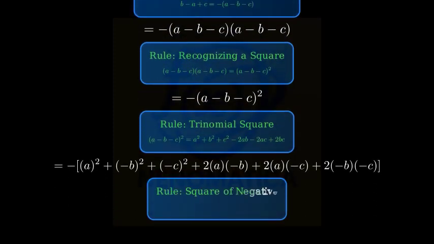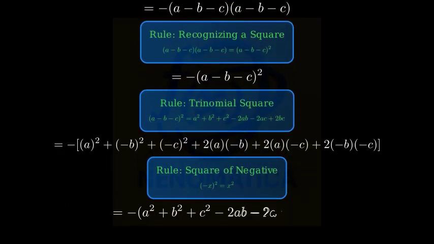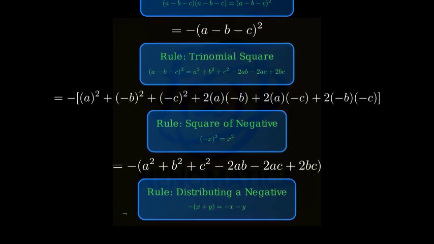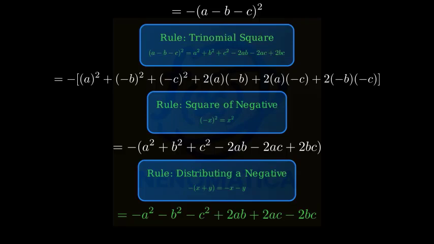Now, let's simplify this expression. We have the negative of a squared plus b squared plus c squared minus 2ab minus 2ac plus 2bc. Finally, we distribute the negative sign to each term. So we get negative a squared minus b squared minus c squared plus 2ab plus 2ac minus 2bc.